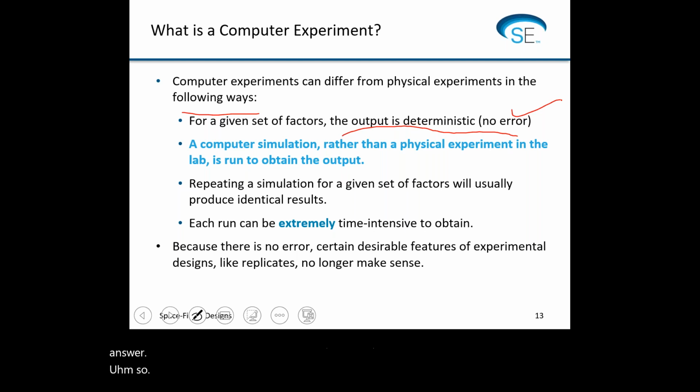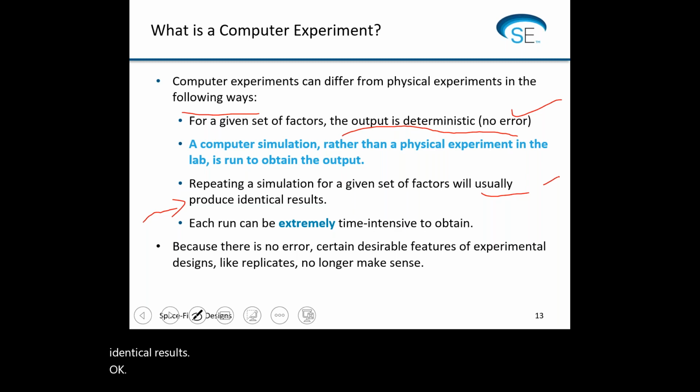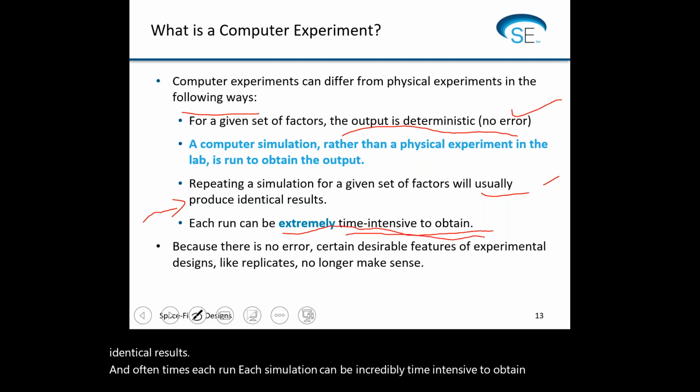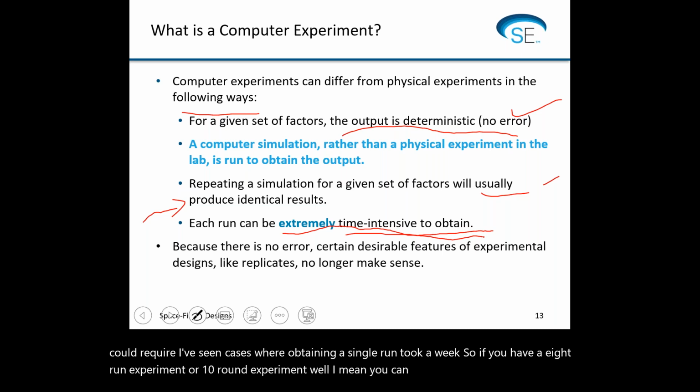So repeating a simulation for a given set of factors will usually, and I say usually, but there are cases where there could be some noise that's simulated in or baked in, will produce identical results. Oftentimes each simulation can be incredibly time intensive to obtain. I've seen cases where obtaining a single run took a week. So if you have an 8-run or 10-run experiment, you can see how long it'll take you to collect that data.